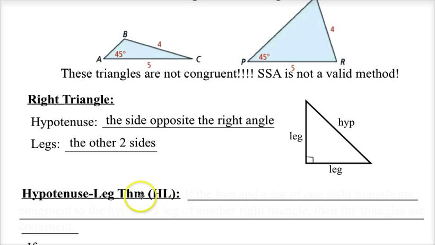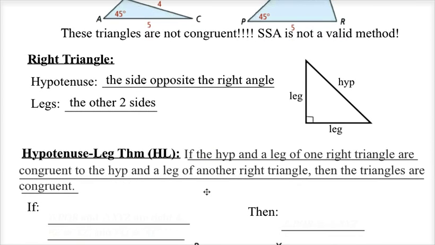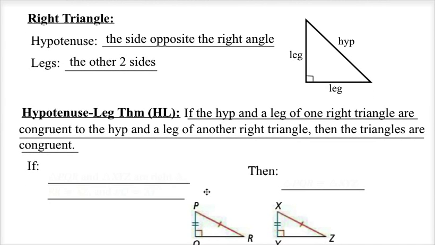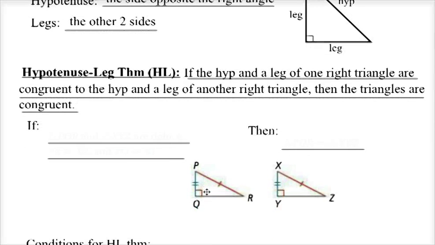The hypotenuse leg theorem, which we can abbreviate HL, says that if the hypotenuse and the leg of one right triangle are congruent to the hypotenuse and leg of another right triangle, then the triangles are congruent. So if you need to pause the video and write that down, please do. Here's a right triangle, I have a hypotenuse and a leg, it doesn't matter which leg, but if they're congruent to the hypotenuse and leg of another right triangle, then those triangles are congruent to each other.